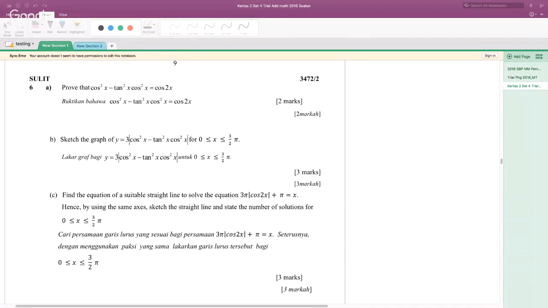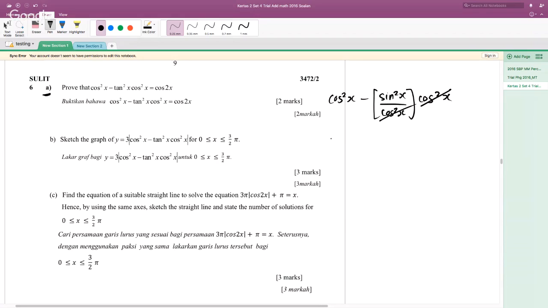Okay, so now the first part is just 2 marks. The 2 marks over here asks you to prove that the left hand side equals the right hand side. So I guess it should be quite easy because it's only 2 marks. So I will say cos square x minus tangent. Tangent is sine over cos, so tangent square is sine square x over cos square x. And then multiply with cos square x. And then cos square is cos square x. I will simplify it. Then I'm left with cos square x minus sine square x. Sine square is 1 minus cos square, isn't it?